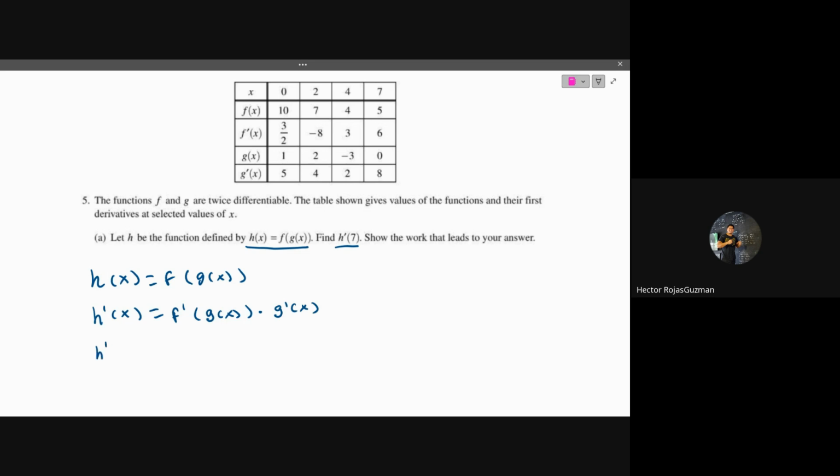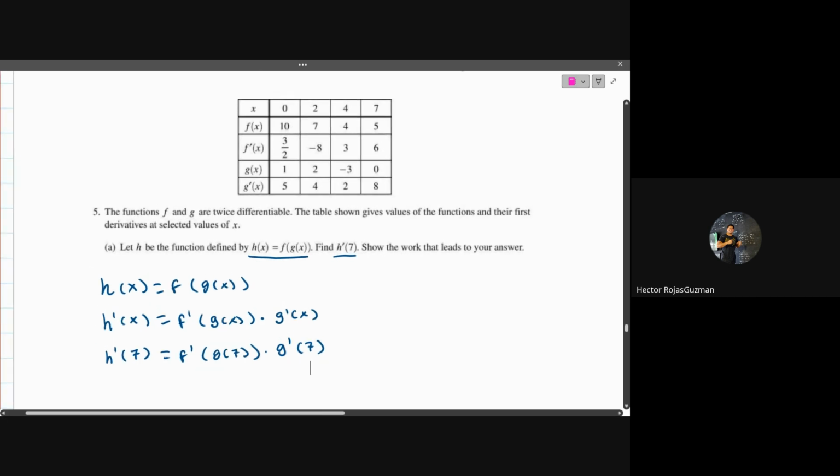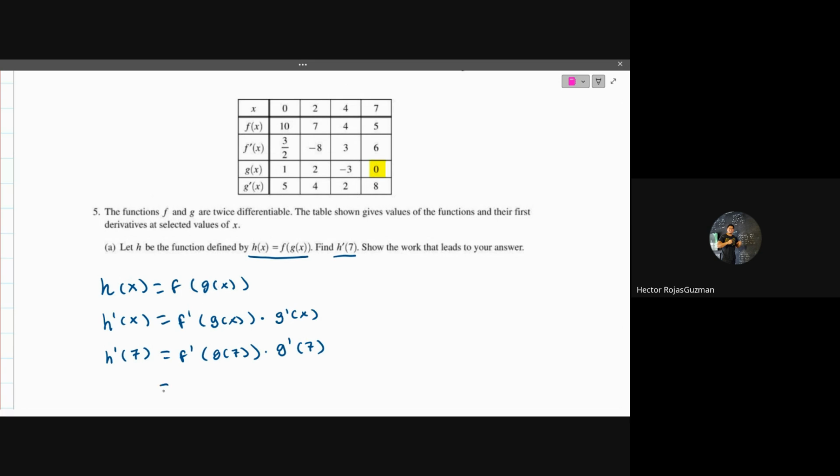Now take your 7 and plug it into the function: f prime of g of 7 times g prime of 7. Because we're not given an actual function for either of these, this is where you have to utilize the table. So let's take a look. g of 7 is 0, so let's plug that in: f prime of 0. And then g prime of 7 is 8, so times 8. All right.